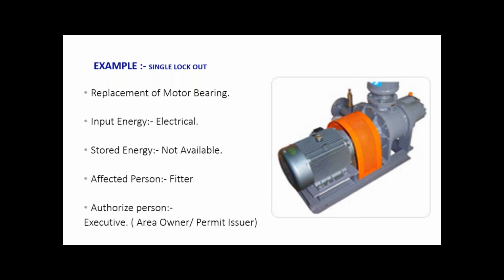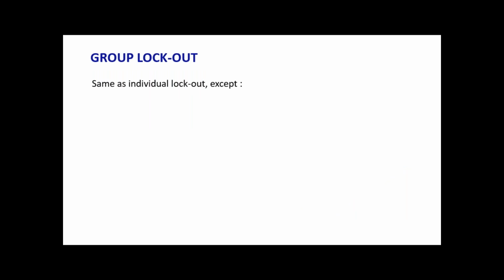So the input energy source is electrical and the stored energy is not available in these electrical motor systems. The affected person is the fitter and the authorized person is the executive. So the person who has good experience in these electrical motor systems is the authorized person. That may be an area owner, a permit issuer, or an expert person in that department. So that is the example of single lockout or individual lockout systems.